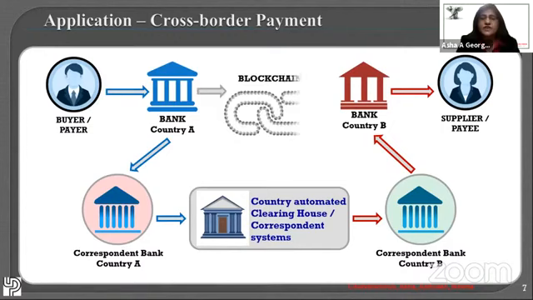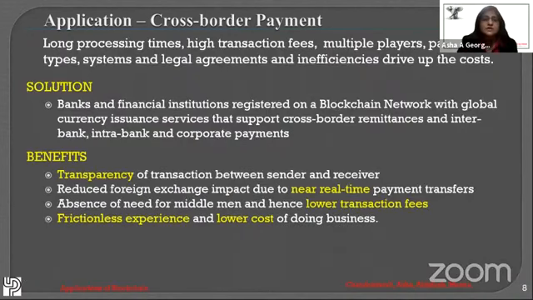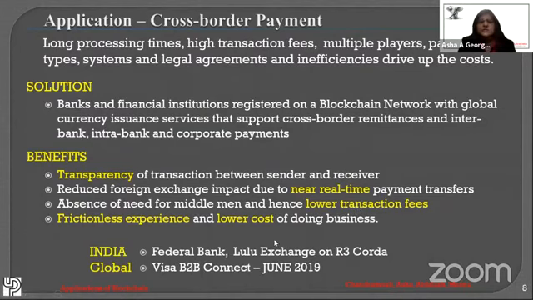Now with blockchain, if everything is on blockchain, you are removing the middlemen, and you're getting near real-time payments for cross-country transfers. This is a very good application for cross-border payments, with frictionless transfers and lower transaction fees. This has already come into effect between Federal Bank India and Lulu Exchange on the Ripple, that is R3 Corda, network. The same thing is being implemented by Visa for their Business-to-Business Connect. All this is very latest. It's been implemented and live as of 2019, as of last year, for both of them.